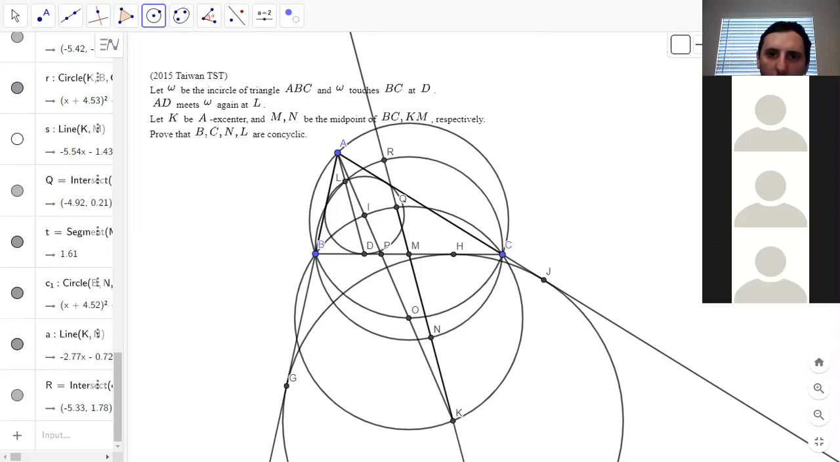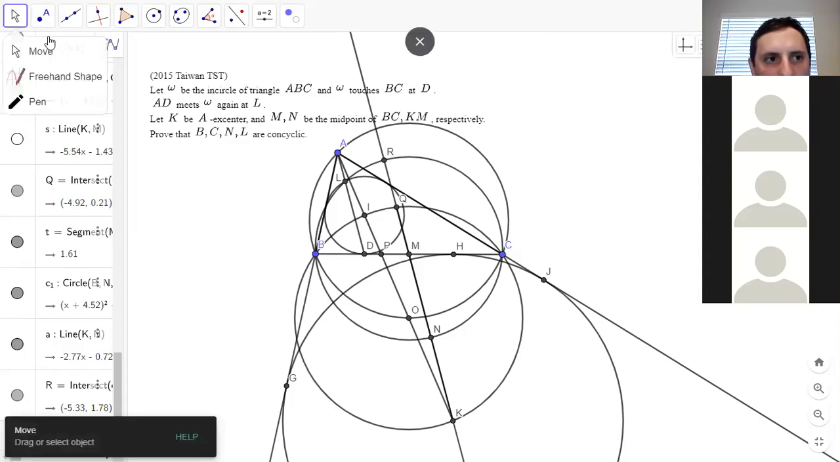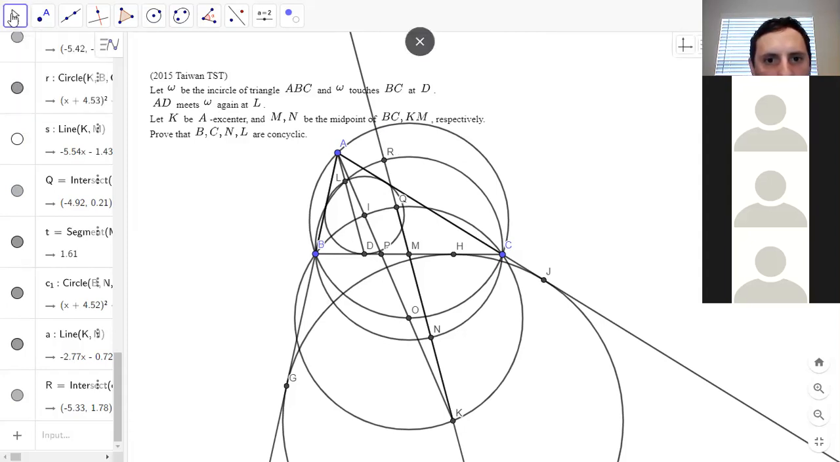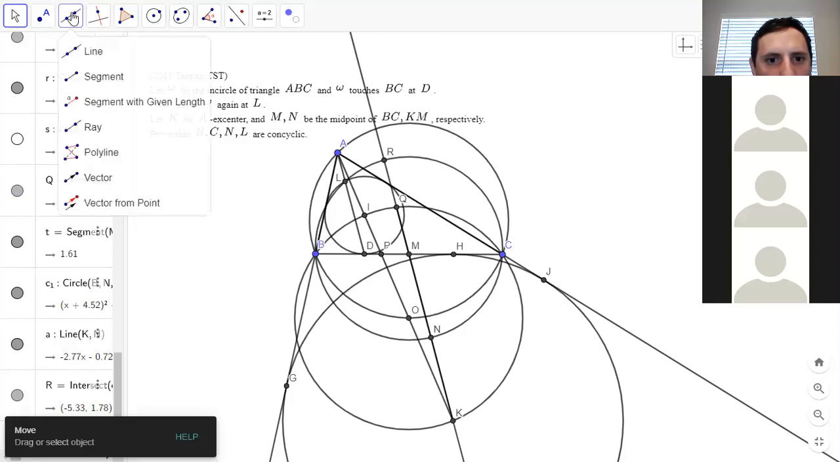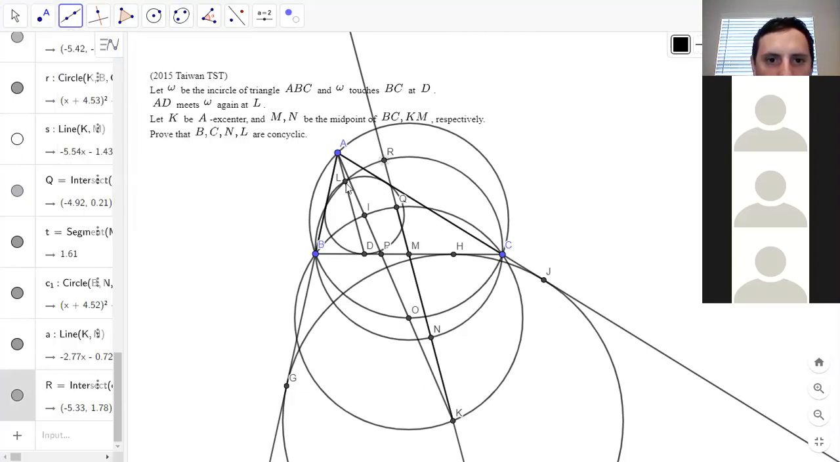Sorry, Michael. Maybe we will prove RL is tangent to the incircle? RL is tangent to the incircle? Yes.